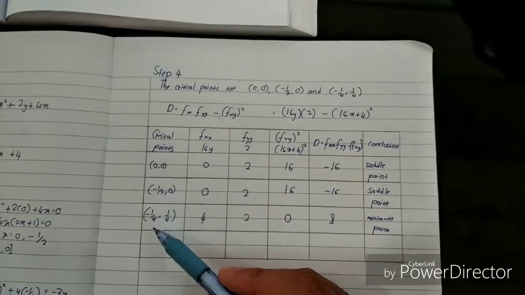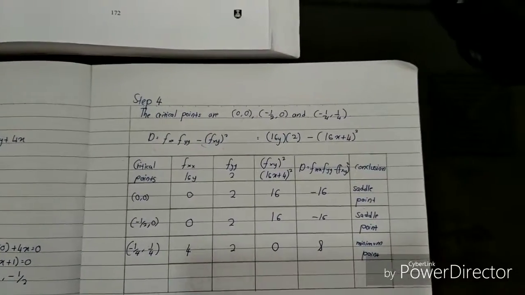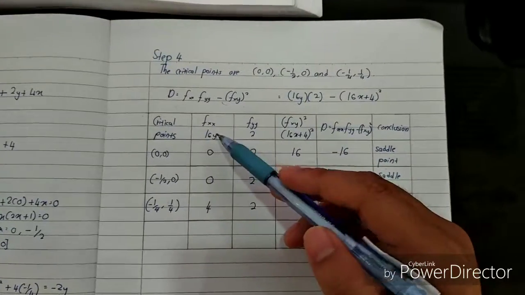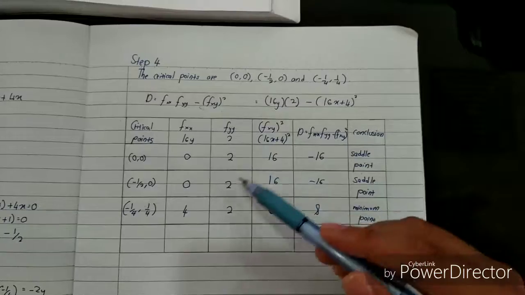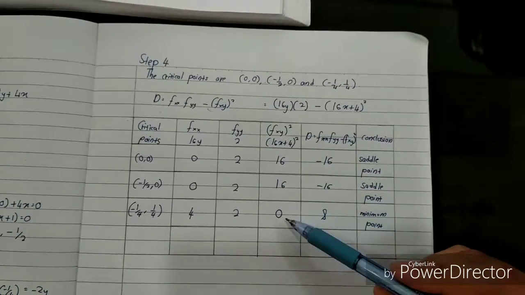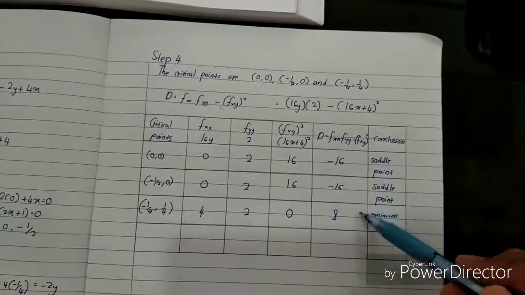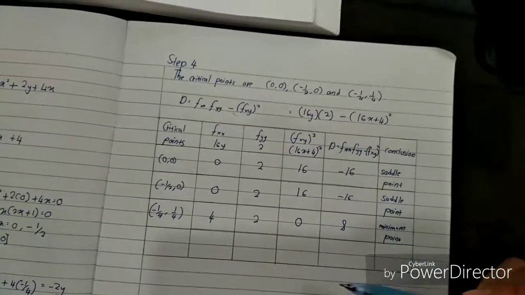The critical point is (-1/4, 1/4), and we substitute into fxx, we got fxx equal to 4, fyy equal to 2, fxy squared we got 0, and D we got 8, and the conclusion for the last is the minimum point. And that's all from me.